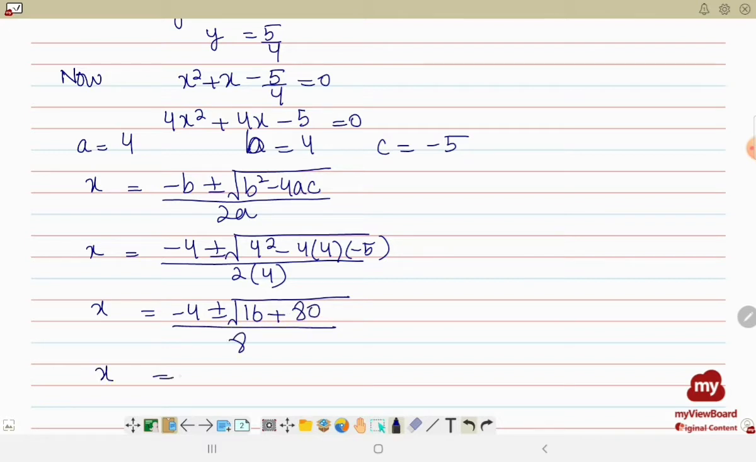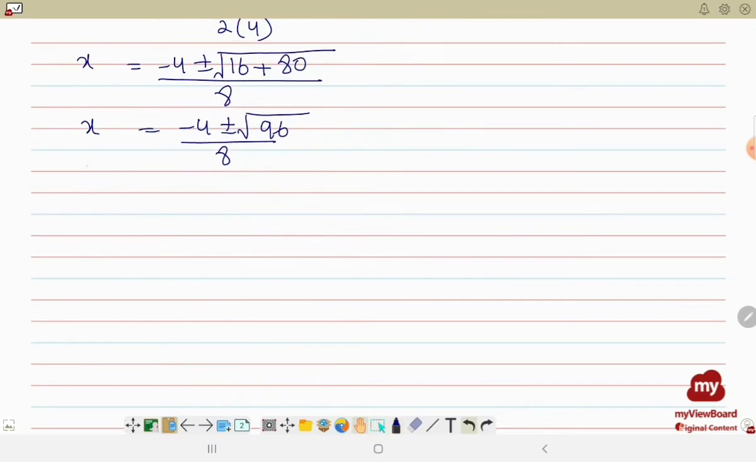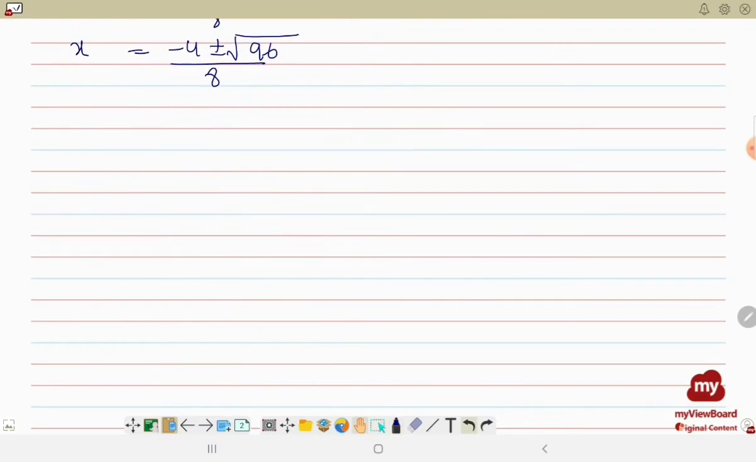So x equals minus 4 plus minus square root of 96 divided by 8. So if you further simplify it, you can easily write it as x equals minus 4 plus minus... The square root of 96 can be written as the square root of 16 times 6, which is 4 square root 6, divided by 8. So you can take 4 as common.